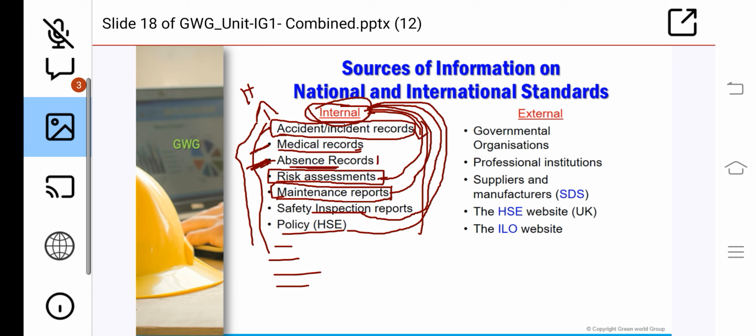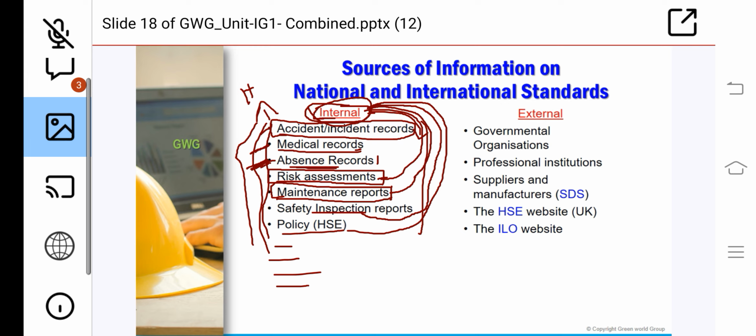Okay, now overall, you should have a clear understanding of what internal means. Internal means the documents or the records which will help the organization or you to identify the hazard, and will help you get an idea about the hazards and the risk at the workplace, or the status of the health and safety condition at the workplace. Those information will be called an internal source of information.